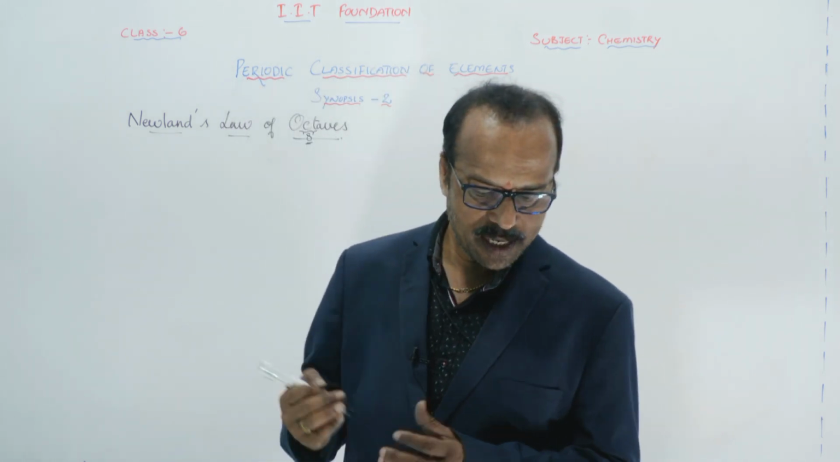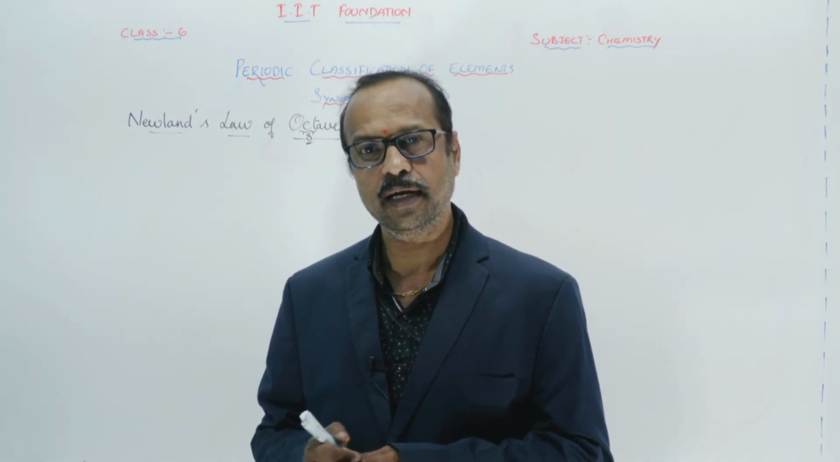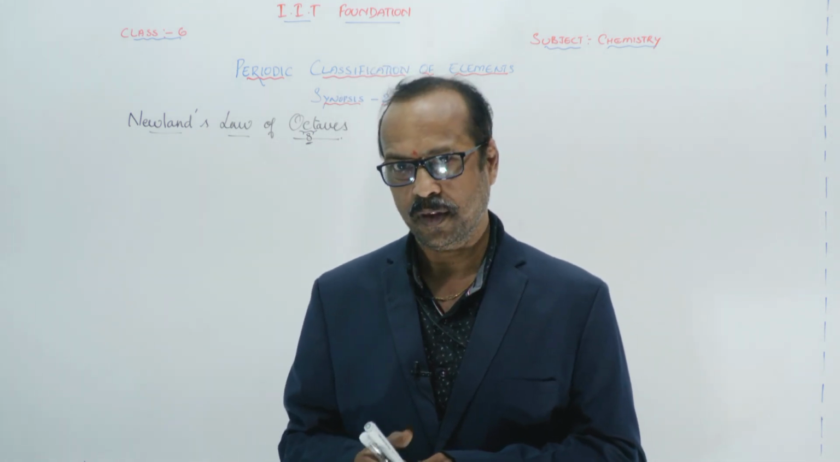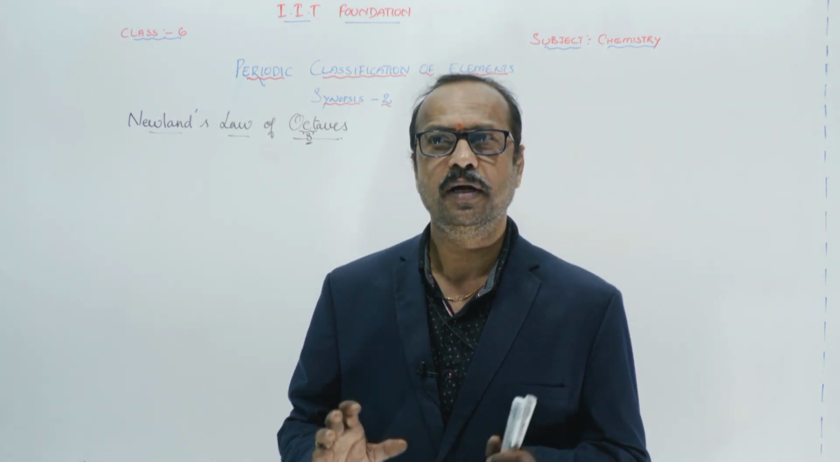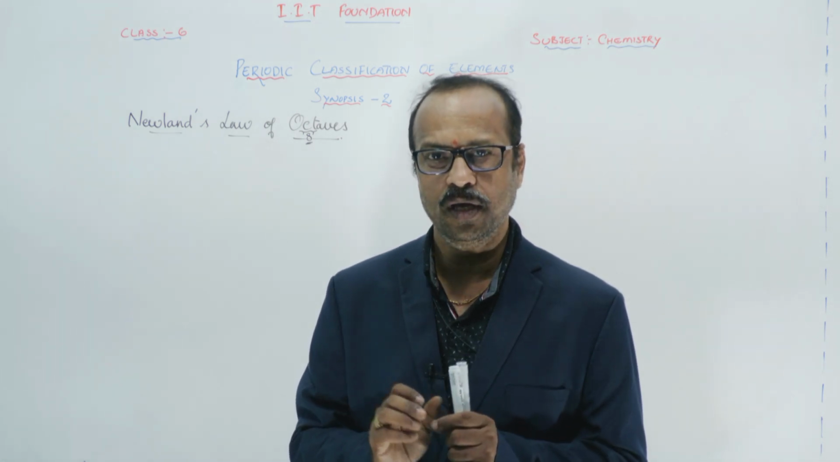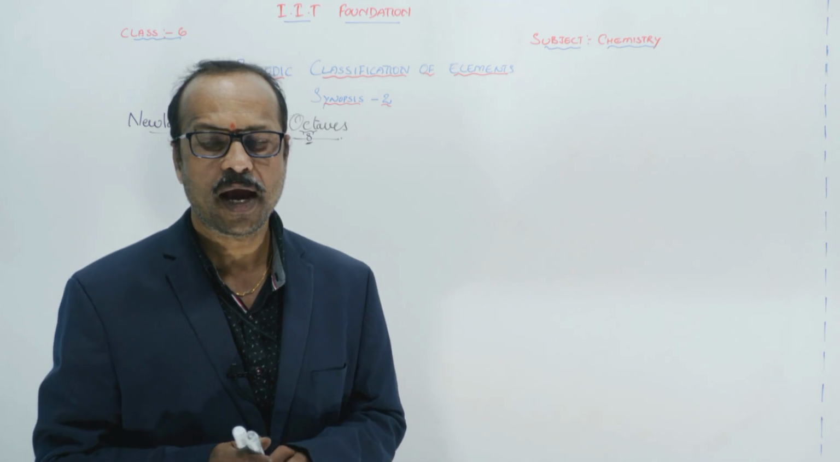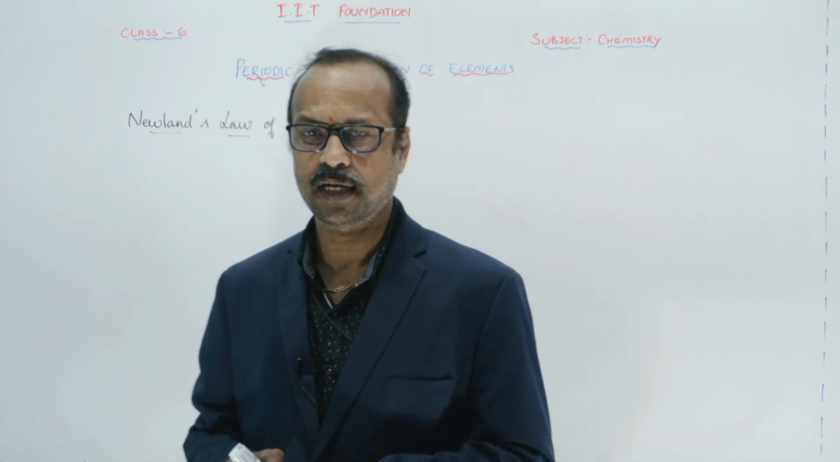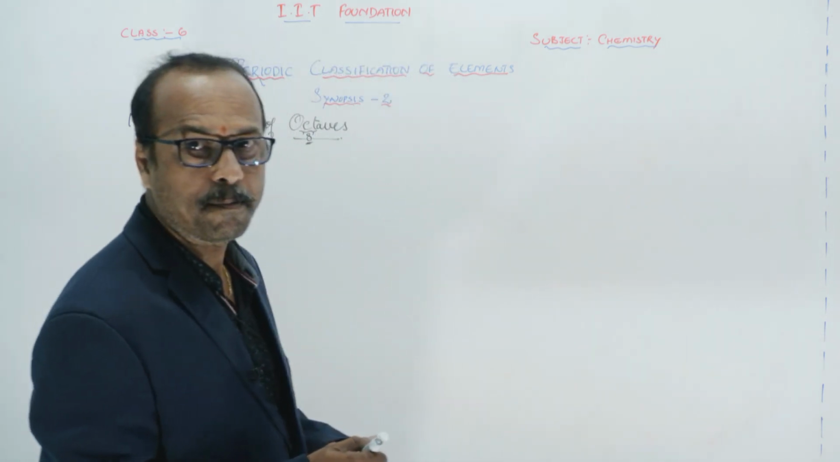Newlands classified the elements in the year 1863. At that time, the number of known elements was very few, only about 57 elements, and whatever elements were known, he arranged all of them in increasing order of their atomic masses.